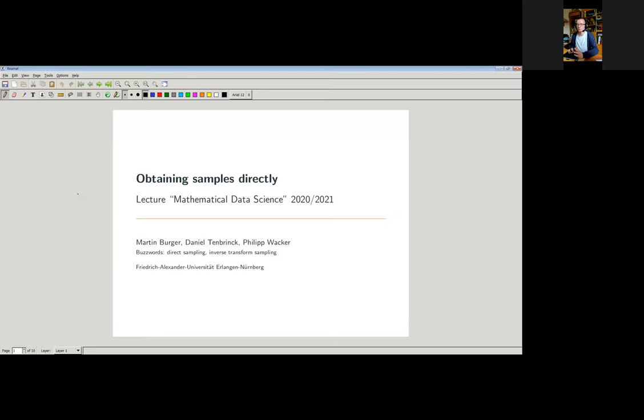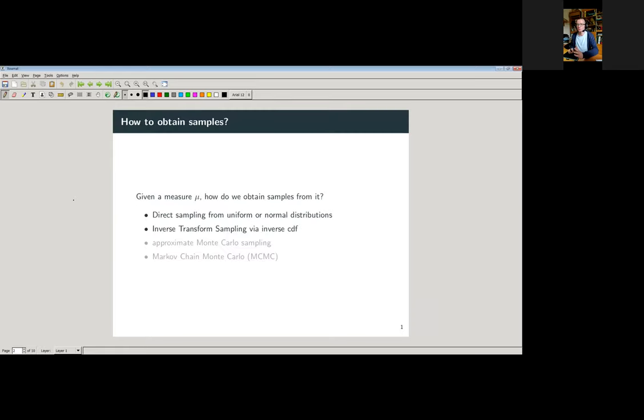Before we talk about difficult measures from which we want to sample, we can talk about the easy case, which is where we can directly sample from. So given a measure mu, how can we obtain samples from it? This will be difficult for difficult measures, but there are some measures for which it is very easy, and those easy measures are uniform or normal measures.